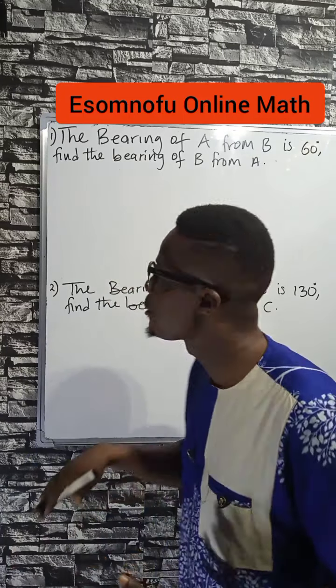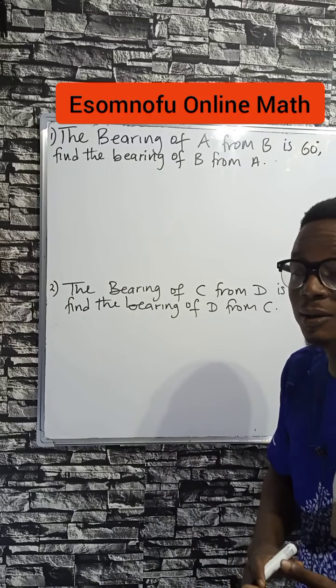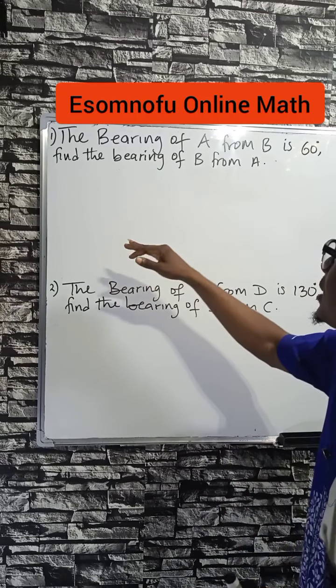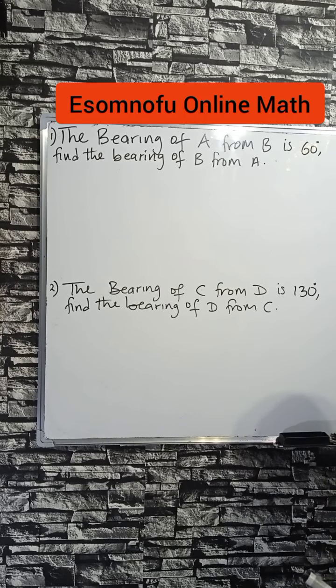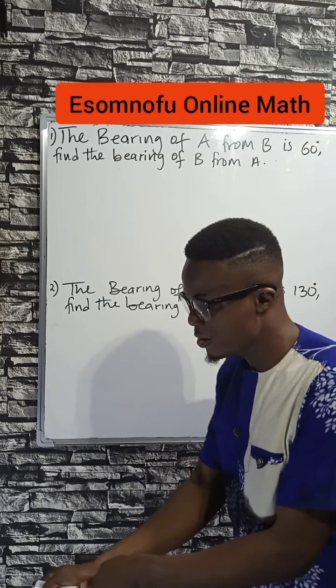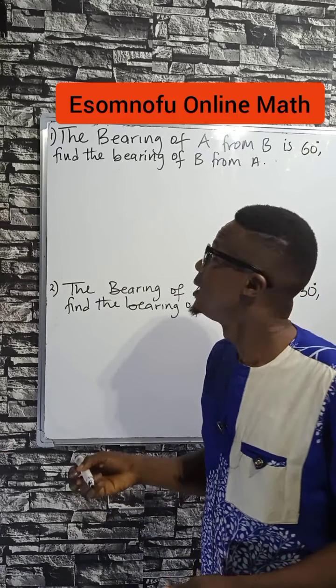In this video, I'm going to provide a solution to these simple bearing problems. The first one says that the bearing of A from B is 60 degrees, and we should find the bearing of B from A. If you know bearing very well, you know that everything works from the North Pole.